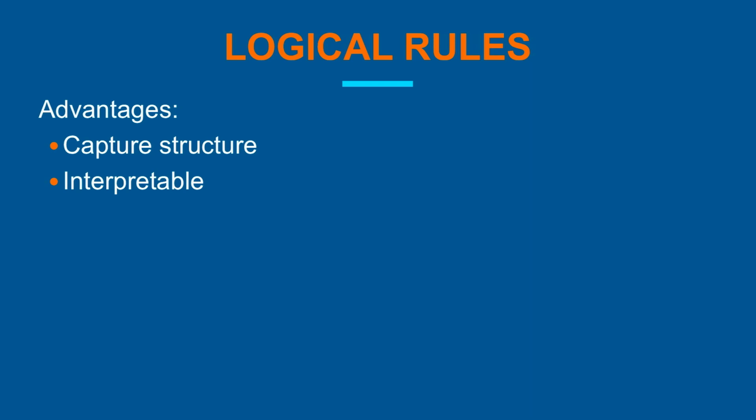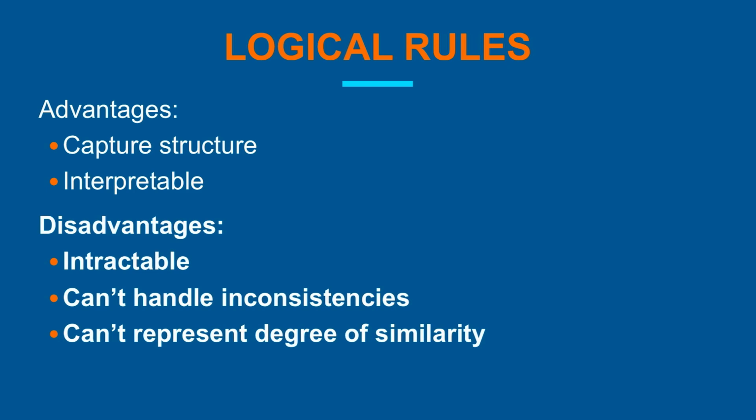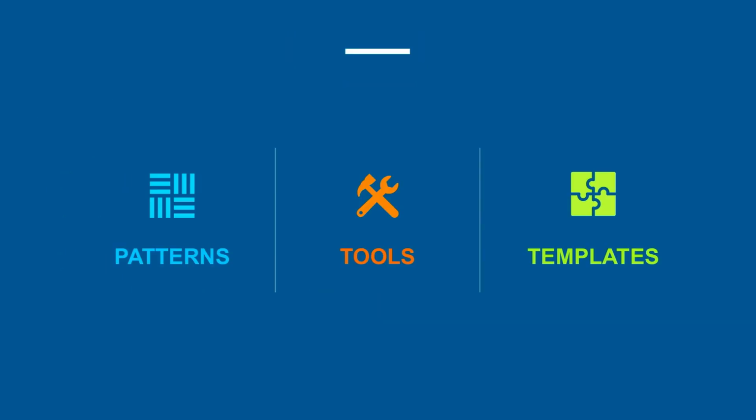So logical rules have advantages, but they also have major disadvantages. What are the major disadvantages? We all know that dealing with logic is intractable. Once you have an inconsistency, you're dead. And actually, some of the problems I was talking about were more about similarities rather than 0-1, true-false kinds of things. So I'm next going to introduce a tool that addresses these issues.